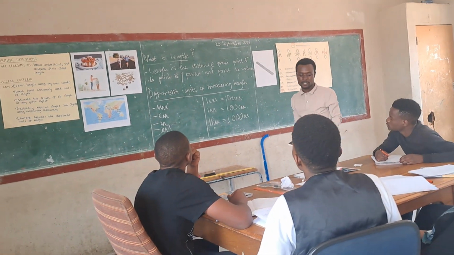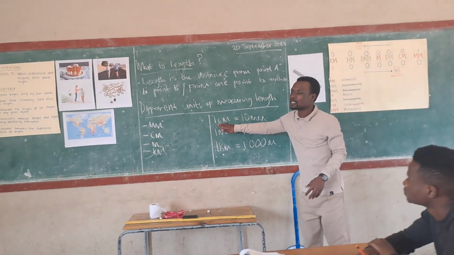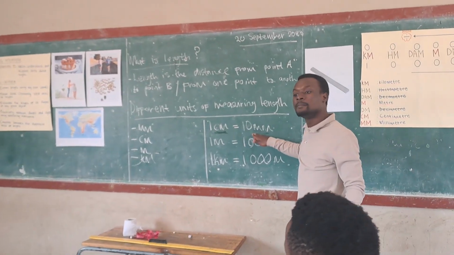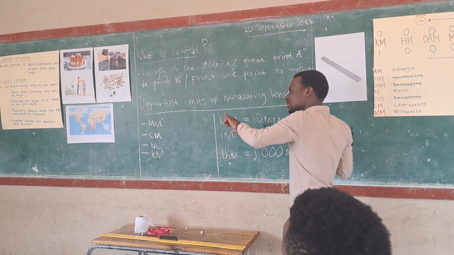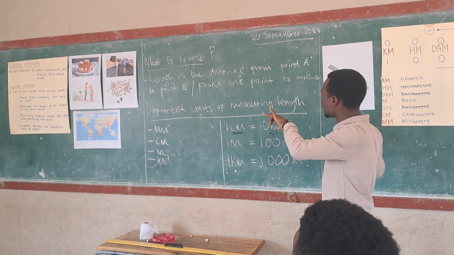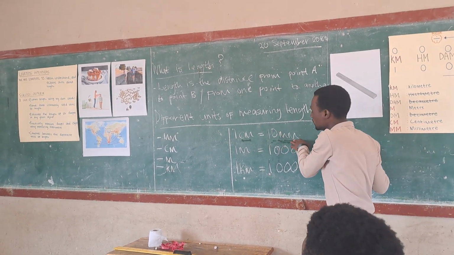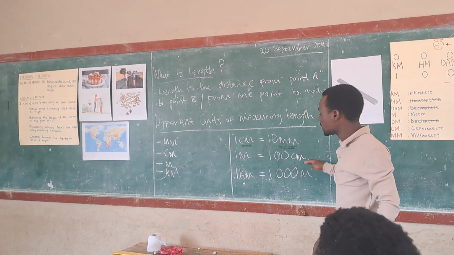Yeah, this is our unit. This is our basic standard unit of measuring length. We know that 1 centimeter is equal to 10 millimeters. You see that millimeter is the very smallest one, because 1 centimeter, the distance from my pinky finger, gives me 10 millimeters. Then we know that 1 meter is equal to 100 centimeters.